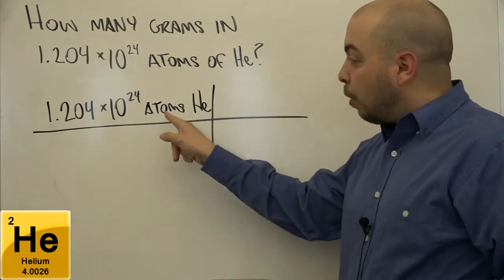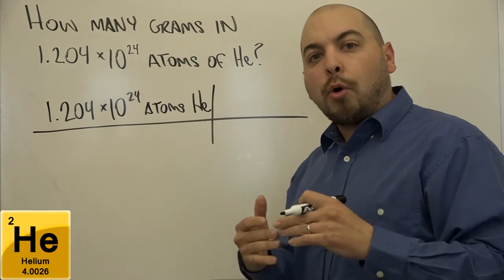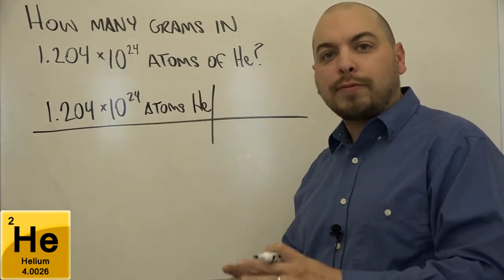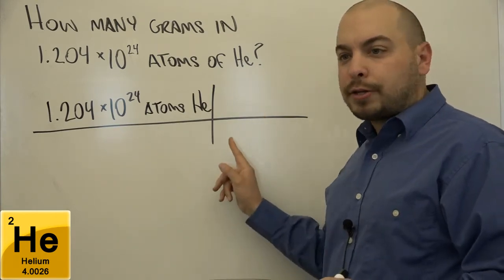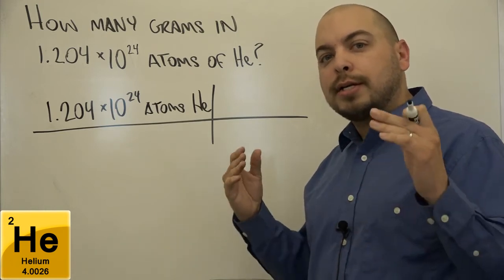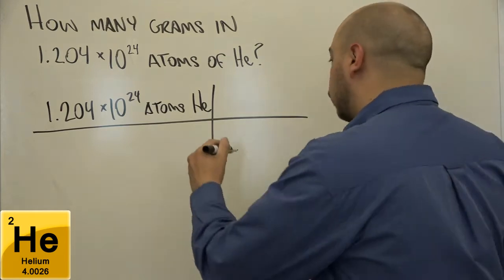Now we need to convert out of atoms and first into moles, because remember, for our mole triangle, the mole is our common language. We can't go straight from atoms into mass. We have to go through moles to get there. So we're going to use our conversion factor, go from atoms to moles. That conversion factor, remember, is Avogadro's number, 6.02 times 10 to the 23rd atoms per mole.